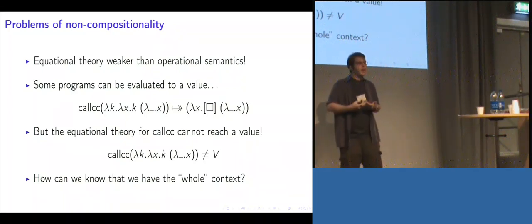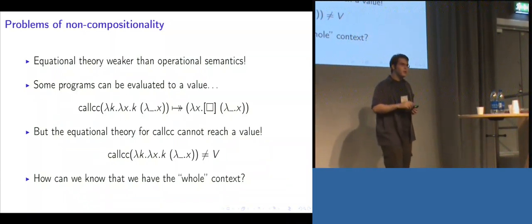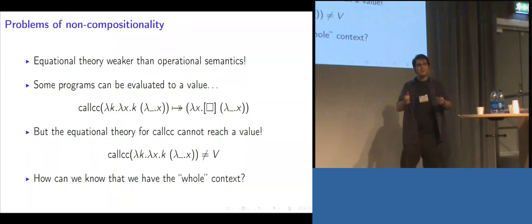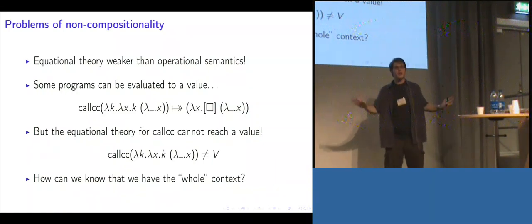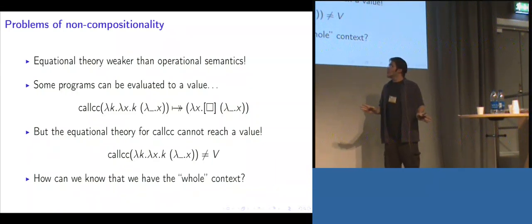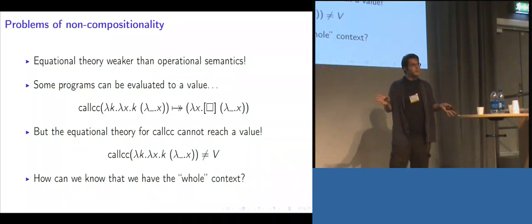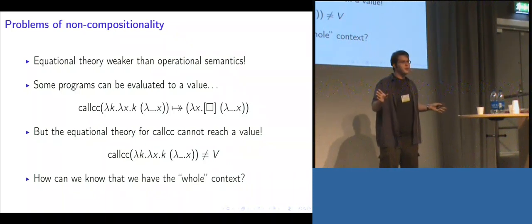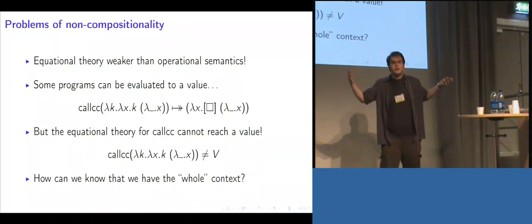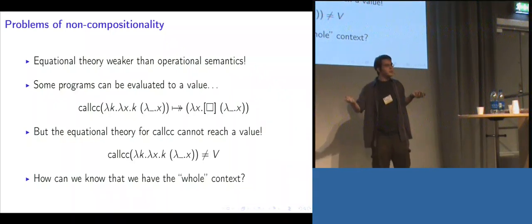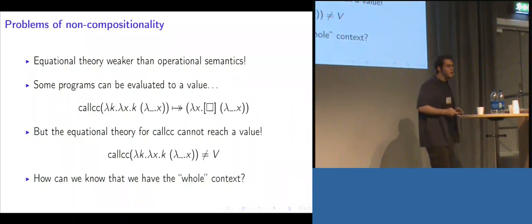how do we know that we actually have the whole context? When we're thinking operationally, we cheat a little bit and we just say, I'm just evaluating the whole program, there's nothing else, this is it. But when we're working compositionally with something like an equational theory, we don't get that privilege. We might actually be sitting in a much larger context, and so how do we know? How could we do this sort of thing?